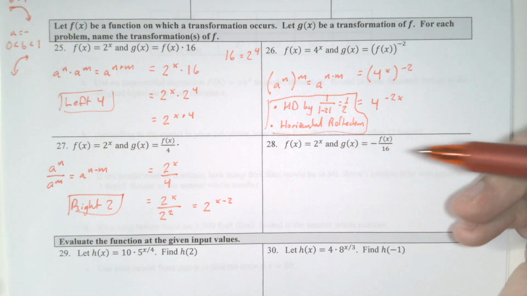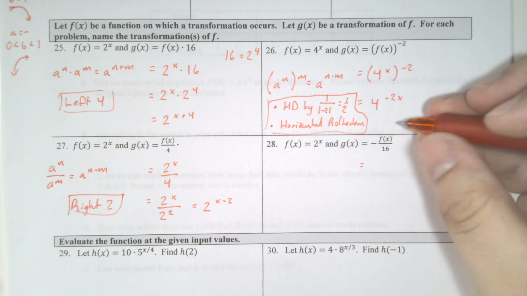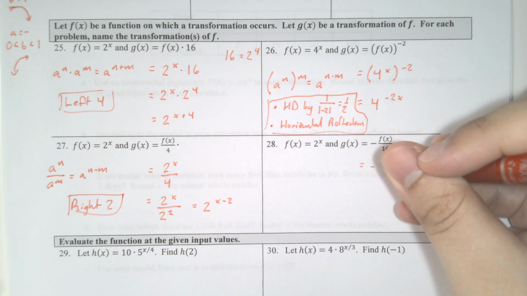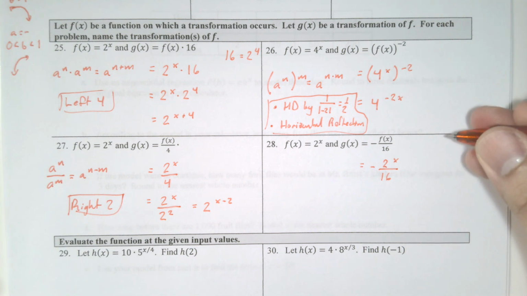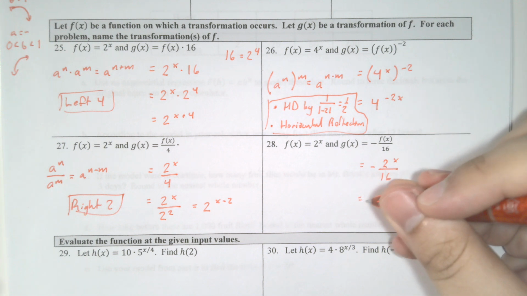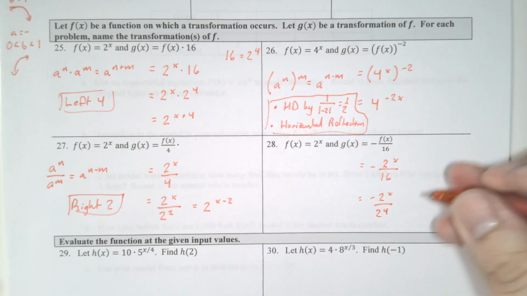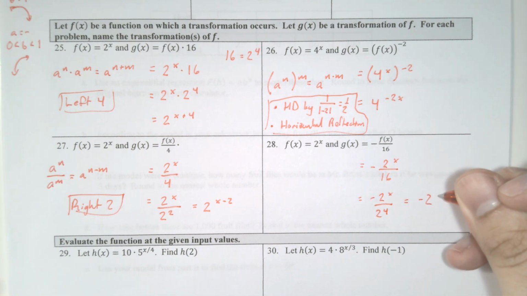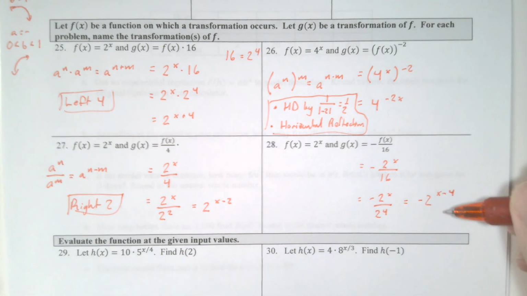And now this last one, we're going to replace f of x with 2 to the power of x. This gives us negative 2 to the power of x divided by 16. And 16 is again equal to 2 to the 4th, so we're going to have negative 2 to the power of x divided by 2 to the 4th, which we can rewrite as negative 2 to the power of x minus 4. Two transformations are happening here.